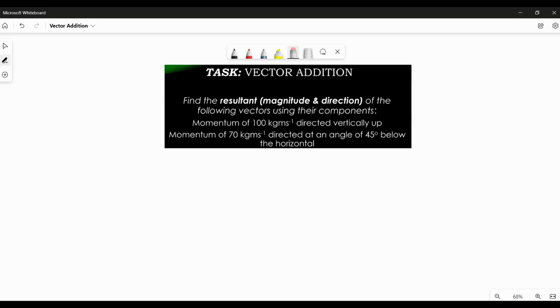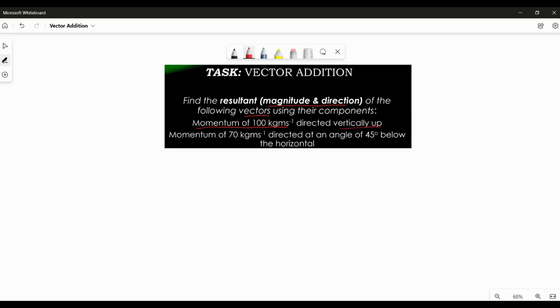Hello everybody, today we are going to solve a question of vector addition where we are going to add two given vectors using components. So we'll start by reading the question. Find the resultant magnitude and direction of the following vectors using their components. The first vector given is momentum of 100 kilogram meter per second directed vertically up.